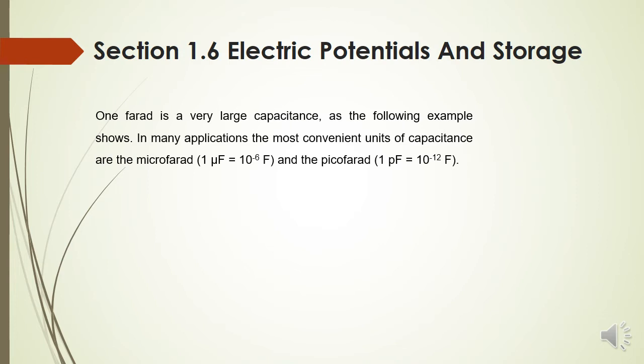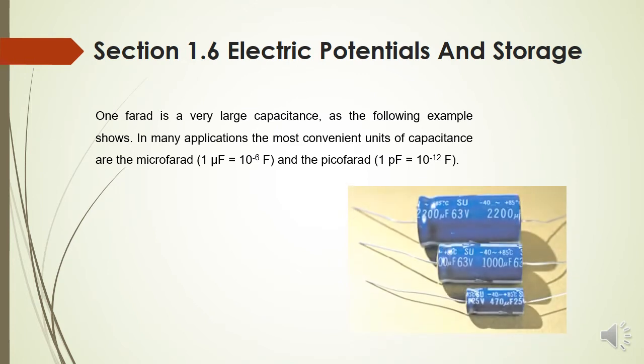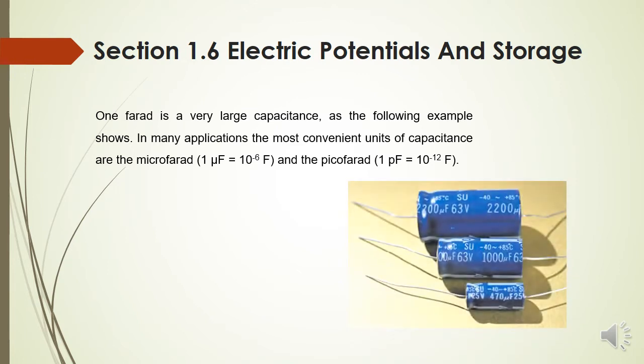1 farad is a very large capacitance. As the following example shows, in many applications, the most convenient units of capacitance are the microfarad and the picofarad. In this figure, you can see there's a microfarad, 1000 microfarad, and 470 microfarad. When we say micro, that's a power of 10 to the minus 6. When we say pico, that's a power of 10 to the minus 12.